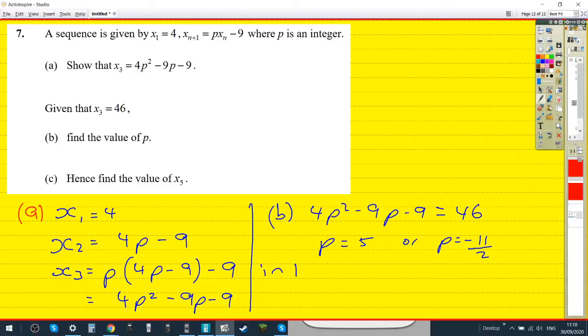Yeah, and C. So for C, if I just sub in 4, so do 4P minus 9, which will be x4. Mm-hmm. And then sub that into the same formula. You found what P is. So P is 5, and so I'm now doing 5 times.